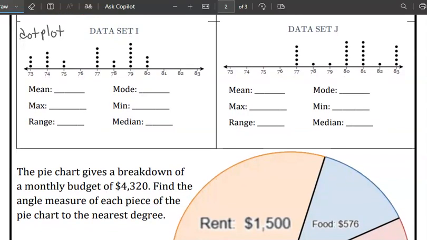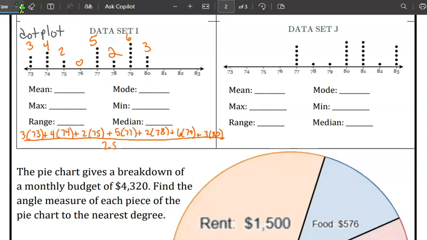Dataset I is a dot plot. The first thing that we want to do is identify how many dots, or the frequency, for each value. There's 3 73s, 4 74s, 2 75s, 0 76s, and so on. To find the mean, we could use a similar approach to what we did when finding the mean of the histogram. We'll find the sum of all of the values and divide by the number of values, which is 25.